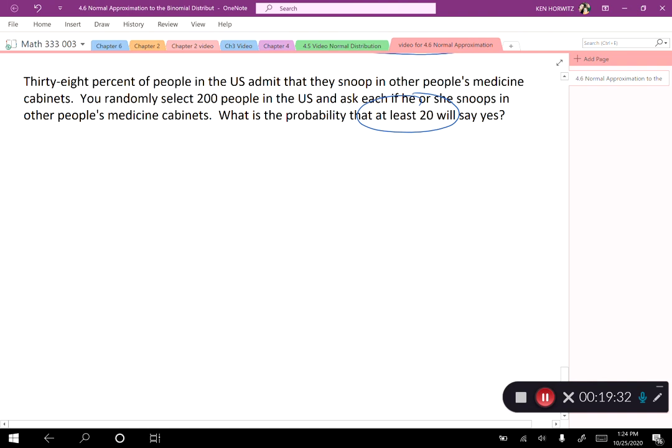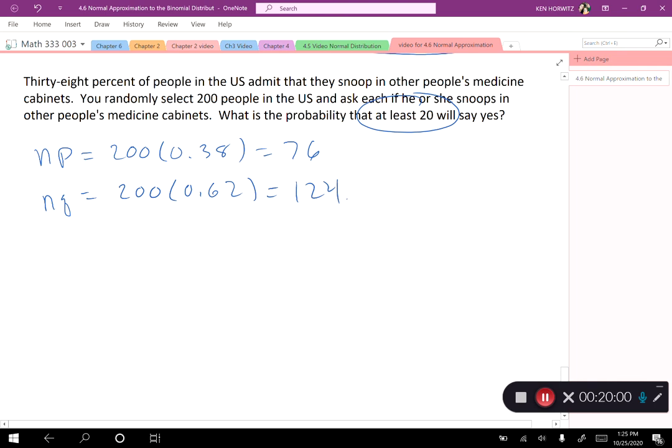All right, so first thing I want to do is check to see if I can use my normal approximation. My n times p equals 200 times 0.38, which is our probability of success. That equals 76. My n times q is 200 times 0.62, which equals 124. You're welcome to check my work. But it looks like we can use the normal approximation because both of them are greater than or equal to 5. That is good for us.